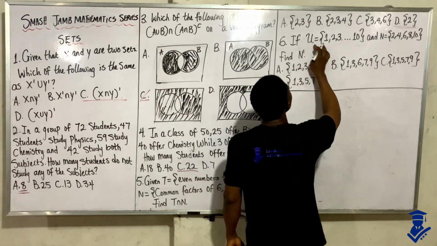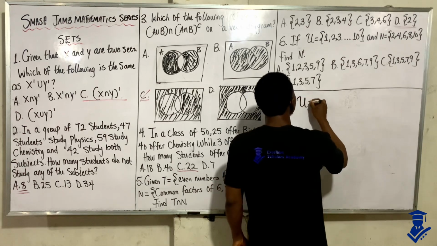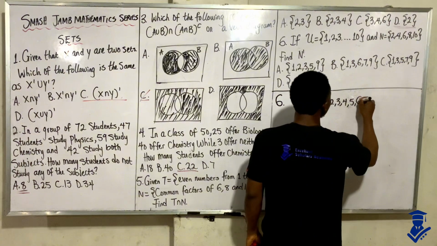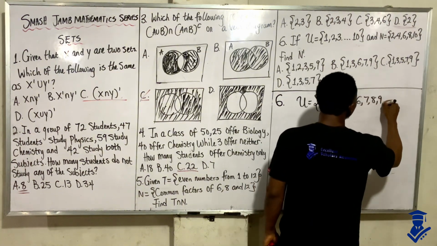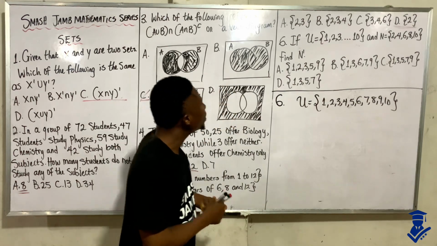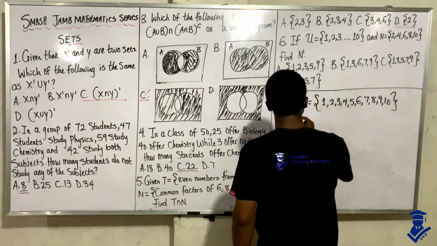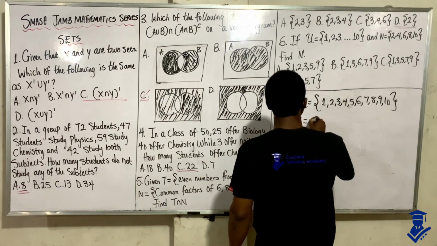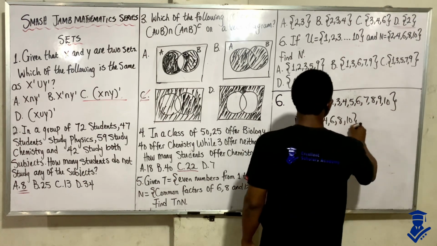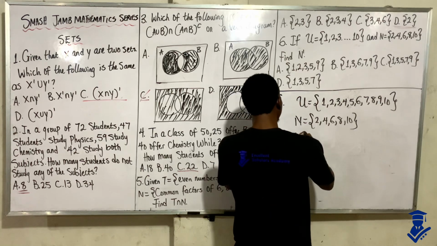We have that the universal set is 1, 2, 3 to 10. So our universal set is 1, 2, 3, 4, 5, 6, 7, 8, 9, 10. And we have that n is equal to 2, 4, 6, 8, 10. Now find n complement.